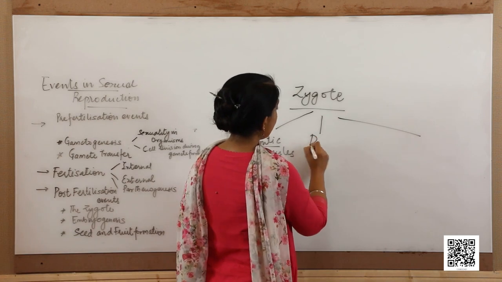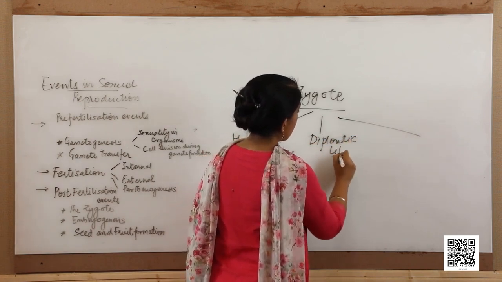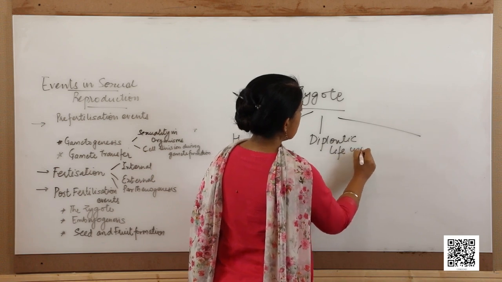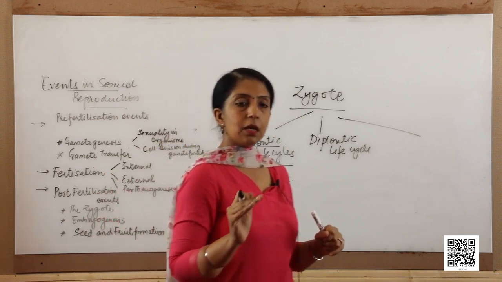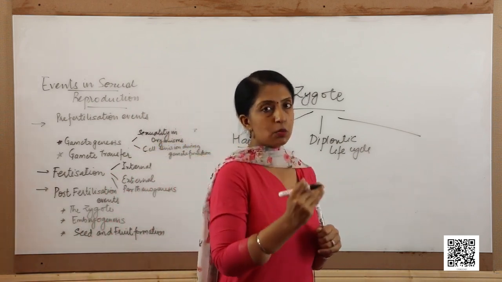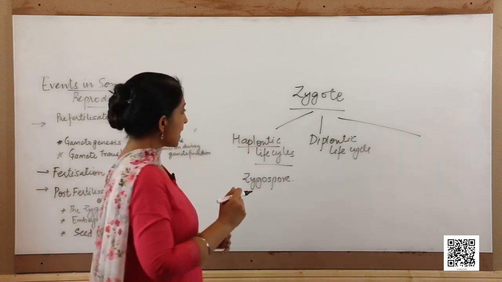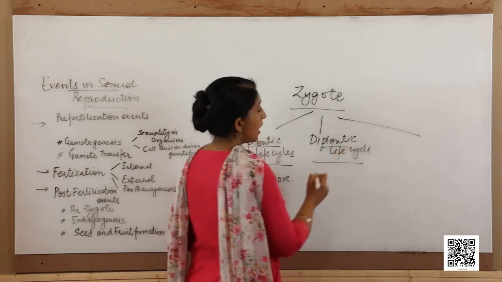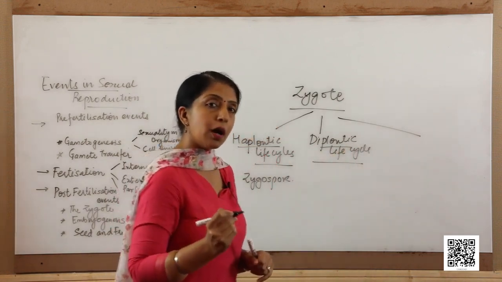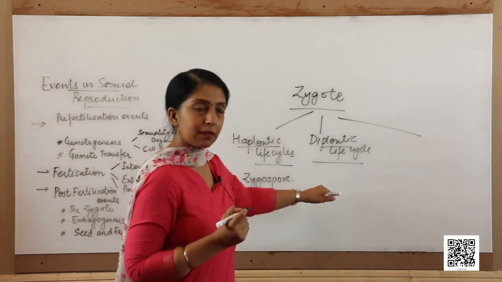The second kind of life cycle is the diplontic life cycle. In the diplontic life cycle, the zygote does not undergo any resting phase. It immediately divides to give rise to an embryo which forms the whole individual. This kind of life cycle is called a diplontic life cycle, as found in all higher plants and in all the animals. We all follow the diplontic life cycle.